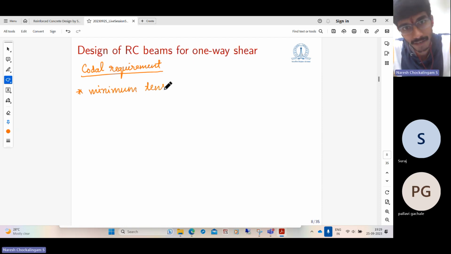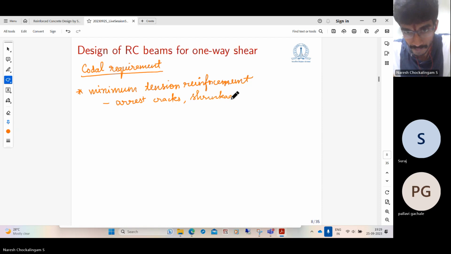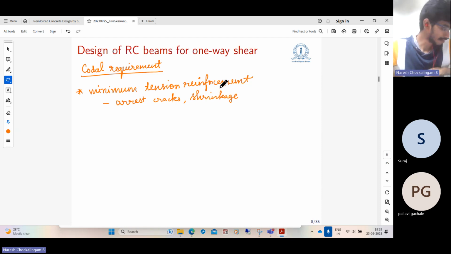Minimum tensile reinforcement. This is typically asked as a one mark question in GATE. So minimum tension reinforcement is often provided. Why do we need to provide some minimum tension reinforcement? One reason is to arrest the cracks and things like shrinkage, and also to ensure that at the cracking moment, the moment at which it cracks, we don't have a sudden jump in the deflection of the beam. So to avoid things like excessive cracking, shrinkage, and so on, we need to provide a minimum tension reinforcement.